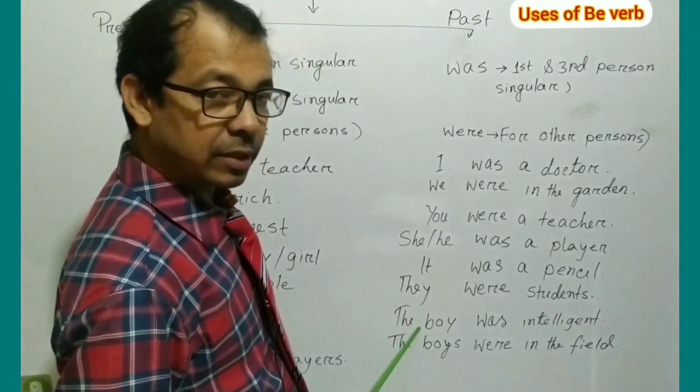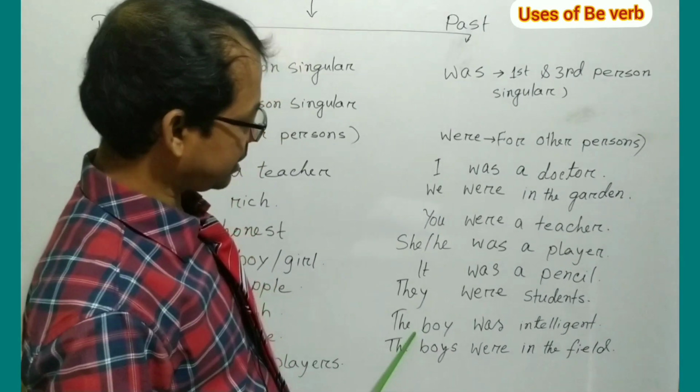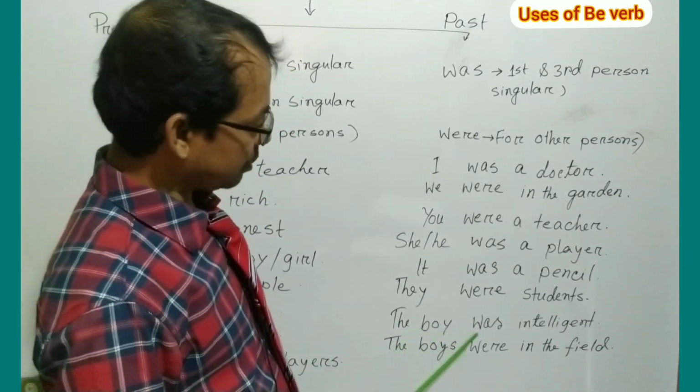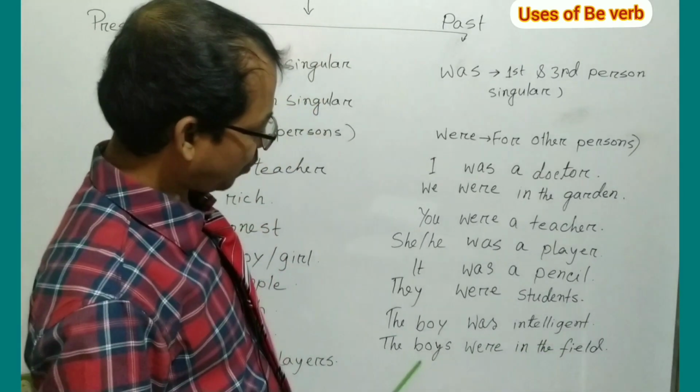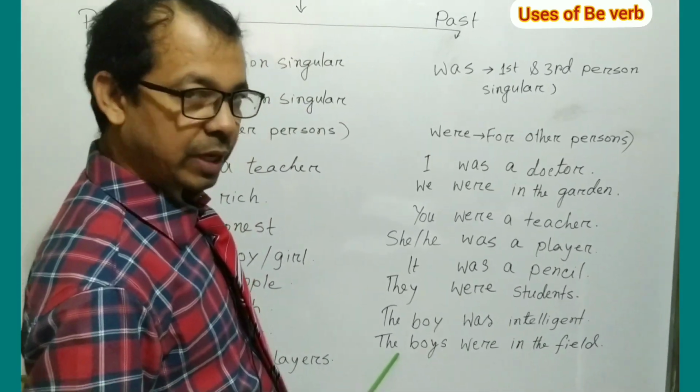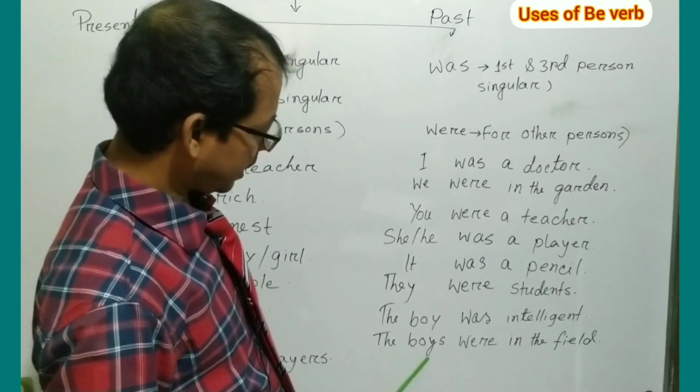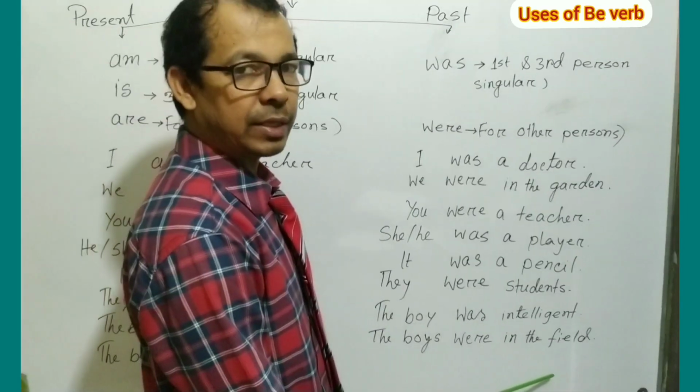The boy, third person singular number. So what verb will be used? Was. The boy was intelligent. The boys is third person plural, so were will be used. The boys were in the field.